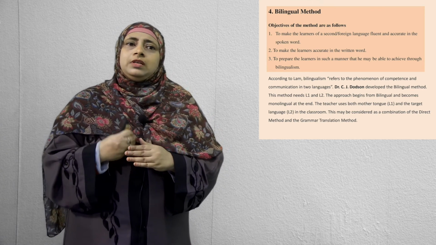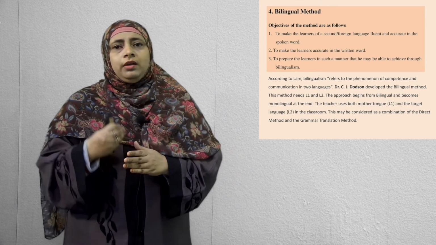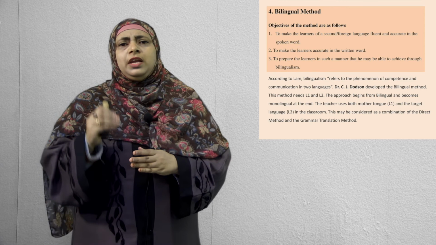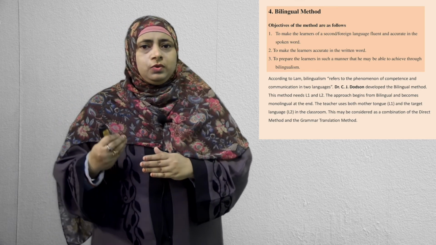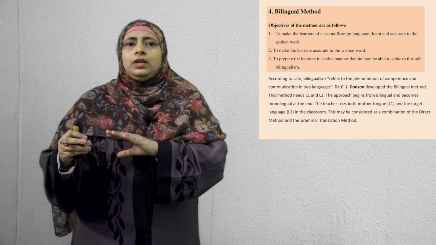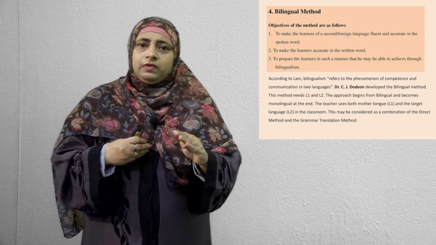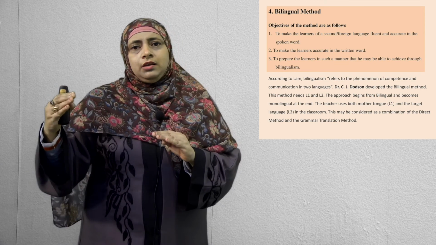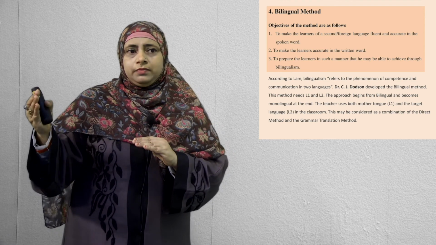Now, this method was developed by Dr. C.J. Dodson. According to him, this method needs two languages, that is L1 and L2. L1 is the mother tongue, L2 is the foreign language, the target language. According to him, this approach begins as bilingual and becomes monolingual at the end. So, at the initial stage, two languages will be used. Afterwards, when they reach the higher levels, only the target language is used, that is monolingualism.